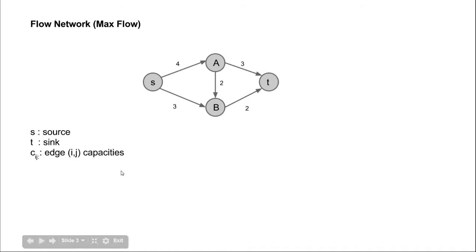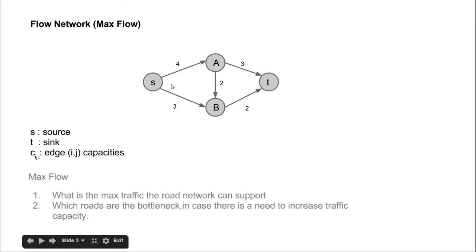Now supposing we know what the max flow along this network is, what questions can we answer? Let's assume S and T are two cities, A and B are some intermediate cities, and this is a road network between these cities, with the edges being the roads and the capacities being the max traffic along each road. So if we know what the max flow is, we can answer questions like what is the max traffic this road network can support, and which roads are the bottleneck roads if we need to increase the traffic capacity.